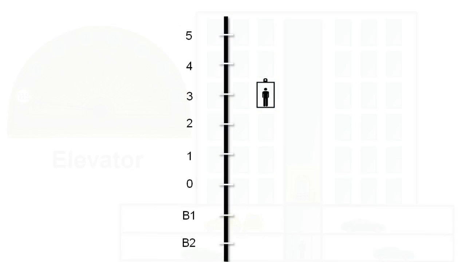Now let's look at this in a simpler way using a vertical number line. We start at the third floor, which is 3 on the number line. Now let's move down to 0 on the number line. Move down again and we reach level B1 and then again to level B2.